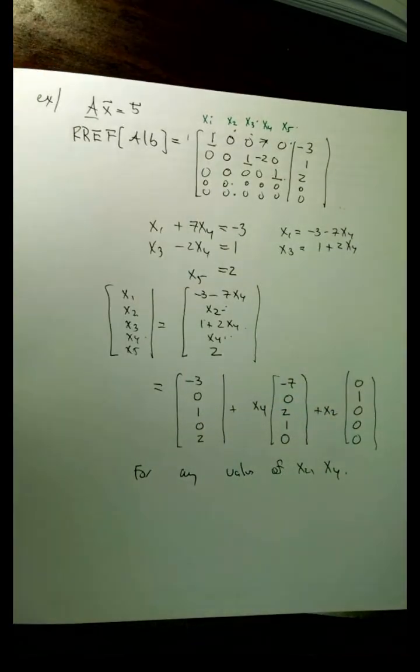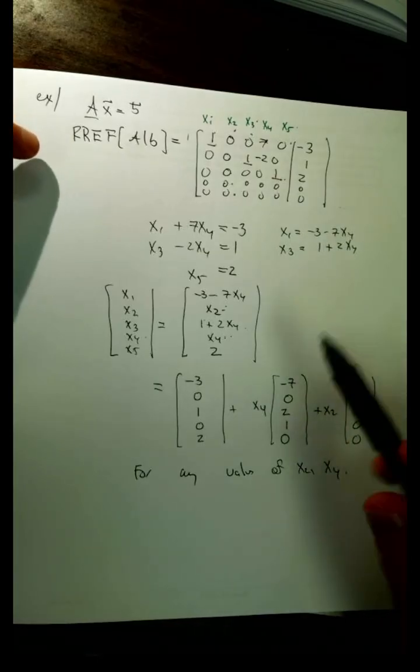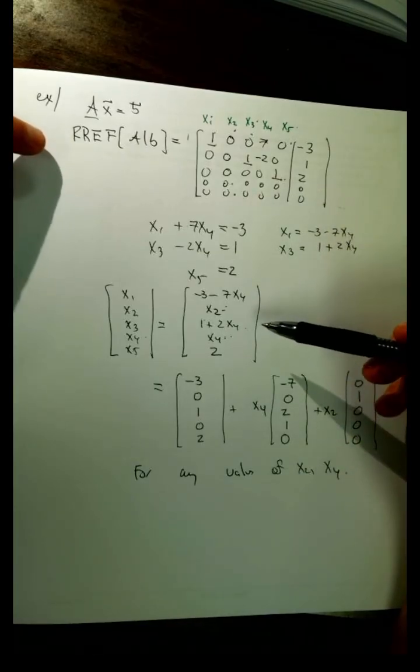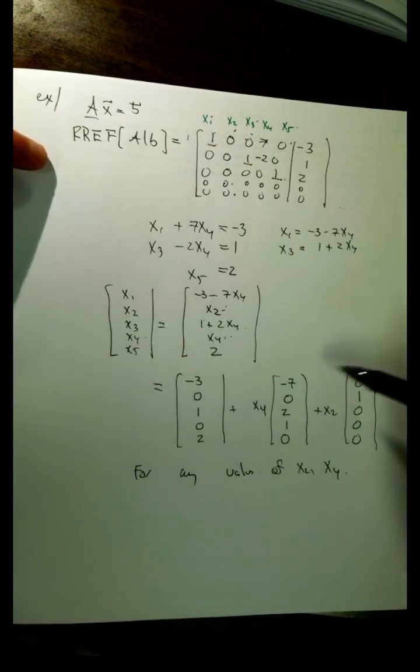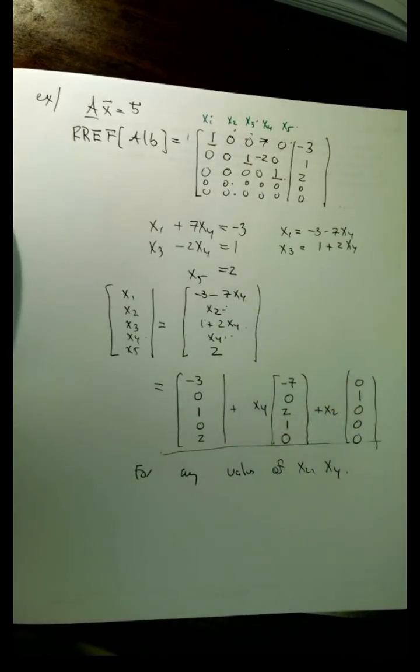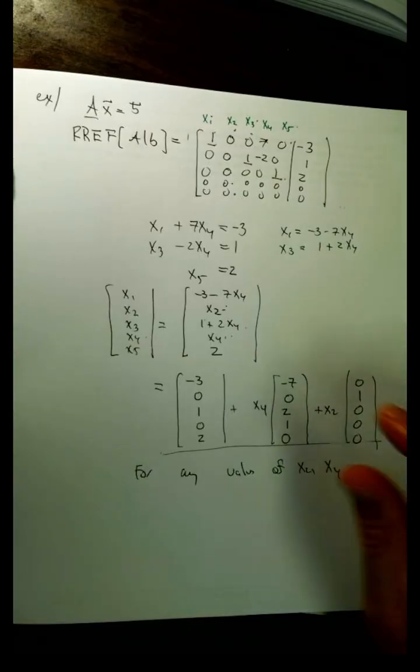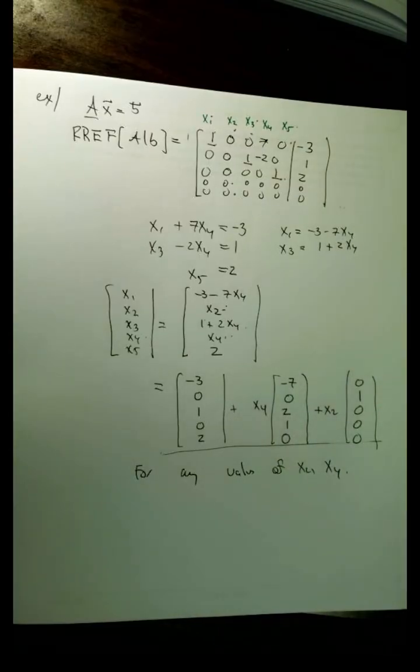So you give me any values for x2 and x4, that defines x1, x2, x3, x4, and x5 using this expression. I'm going to have infinite solutions to my original equation, and this is what they're going to look like.